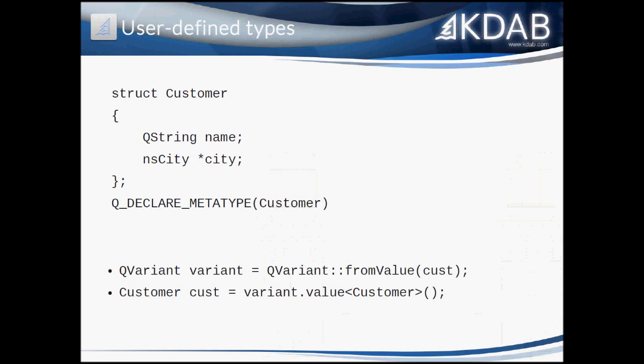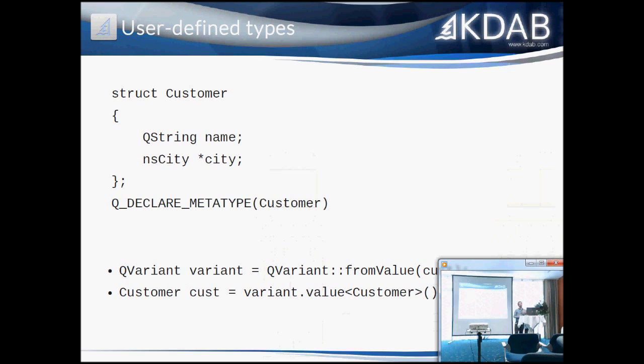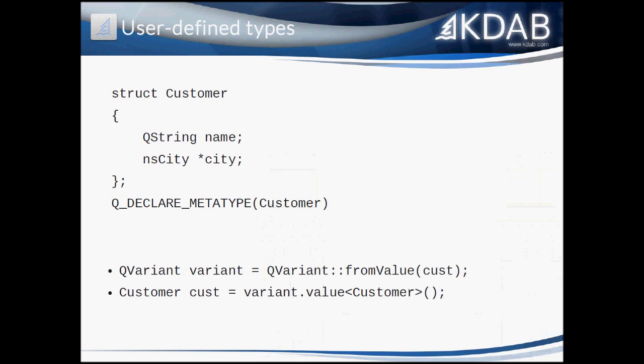So here I've got a customer struct. It's got some members, maybe it has some methods and some API that I've not shown. And the important part is I need to use this macro, Q_DECLARE_METATYPE, giving it the type name. Once I've done that, QVariant::fromValue and QVariant::value will compile. If I've not used that macro, it won't compile.